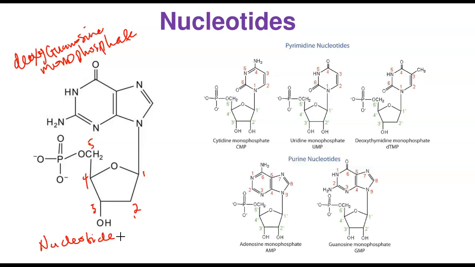So these are some good examples of nucleotides you're going to see. This is the one formed from cytidine, called cytidine monophosphate, CMP. This is uridine monophosphate, UMP. This is deoxythymidine. Like I said again, this is deoxy, the OH group is missing, it's just hydrogen. This is deoxythymidine monophosphate. This is adenosine monophosphate, and this is guanosine monophosphate.